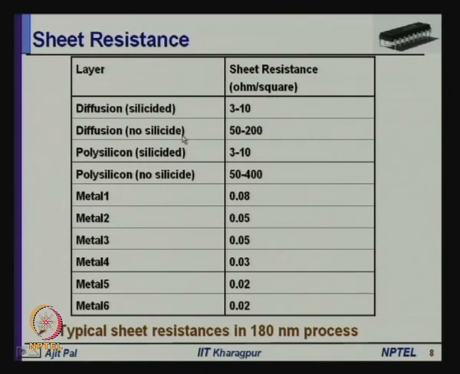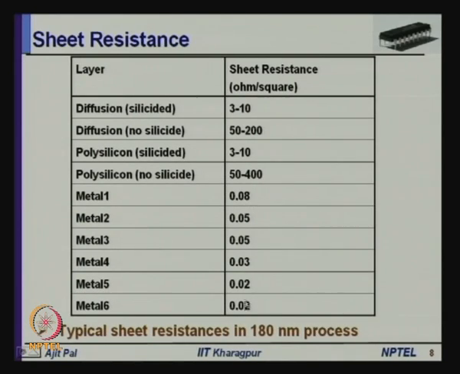another is no silicide. In that case you can see the sheet resistance will vary from 3 to 10 ohms with silicide, and when no silicide, then 50 to 200 ohms. For polysilicon, when it is silicided, it is 3 to 10 ohms again. So, you can see diffusion and polysilicon, when silicided, give more or less the same resistance. So, the diffusion layer and polysilicon layer are also providing more or less similar kinds of resistances.